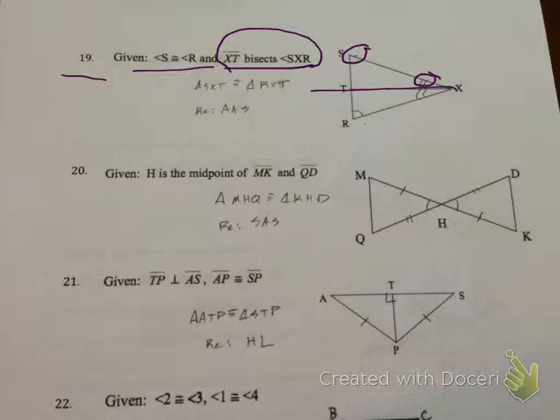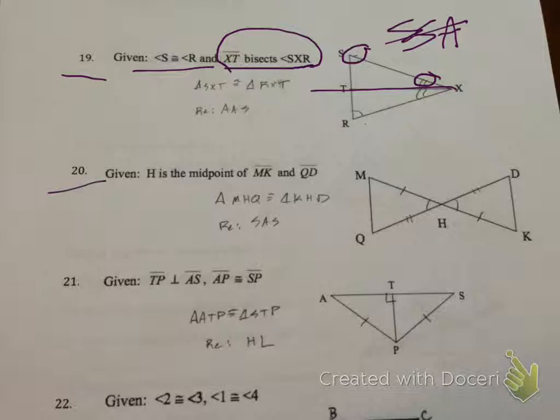And if you don't know those, get your note card out. Put in your side, angle, side, your angle, angle, side, your side, side, side, angle, side, angle, and hypotenuse, leg. Those are the 5 you want to make sure. Those are the only ways to prove triangles congruent. Remember, angle, side, side does not work, or side, side, angle is a no-no unless it's a 90-degree angle. That would be called hypotenuse leg.